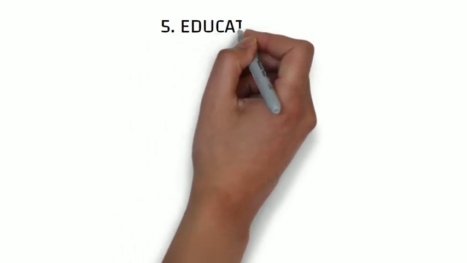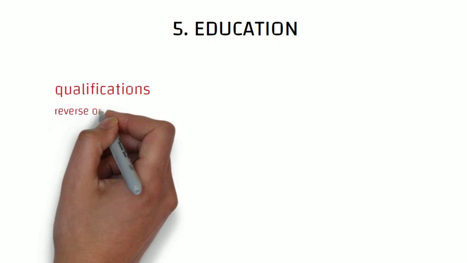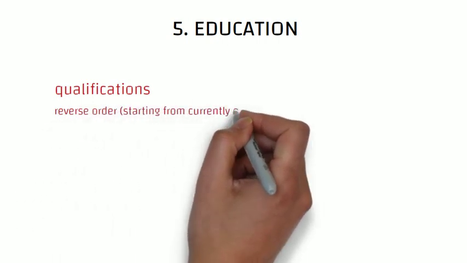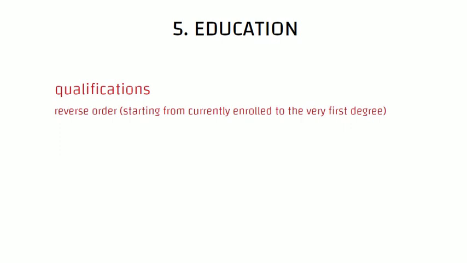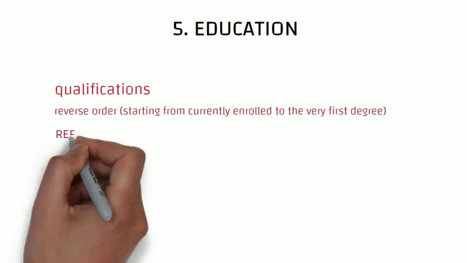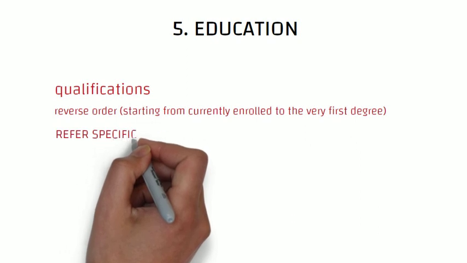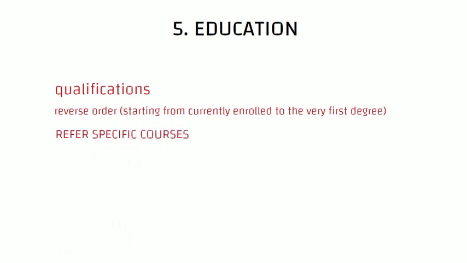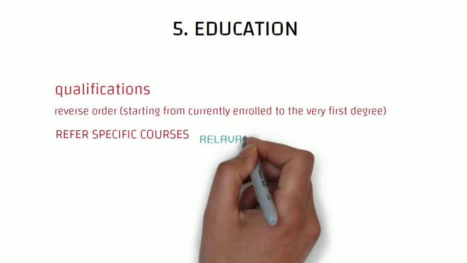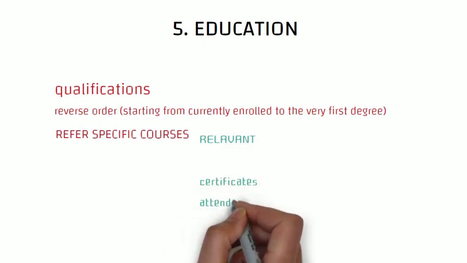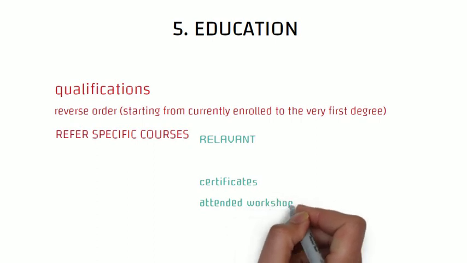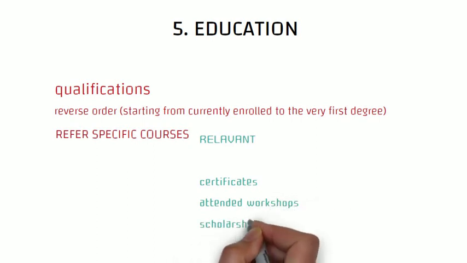Now, the fifth heading will be of education. Mention your qualifications here in reverse order. For example, starting from currently enrolled to the very first degree you got. And yes, you do not need to write all the courses that you have taken as it will cover a large space. Refer to the specific courses if they are relevant. You can mention your certificates, attended workshops, scholarships, awards, and honors, but only if they are relevant to that job field.